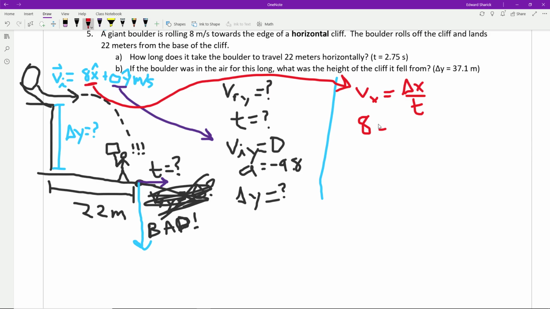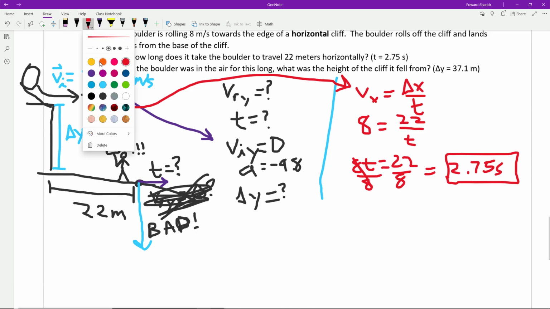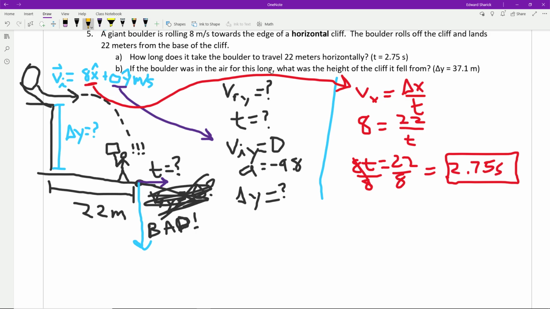So we've got 8 equals delta x, which is 22, divided by our time. We can very quickly do the math. Multiply both sides by t. We get 8t equals 22. Divide by 8 on both sides. 8 goes away there. 22 divided by 8 is 2.75 seconds, and that's our time. Okay, simple enough. In part B, we're looking for if the boulder was in the air for this long, 2.75 seconds, what was the height of the cliff it fell from?